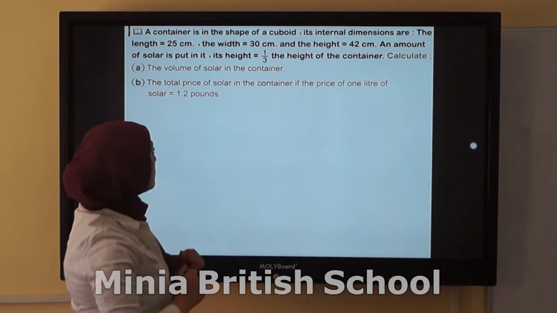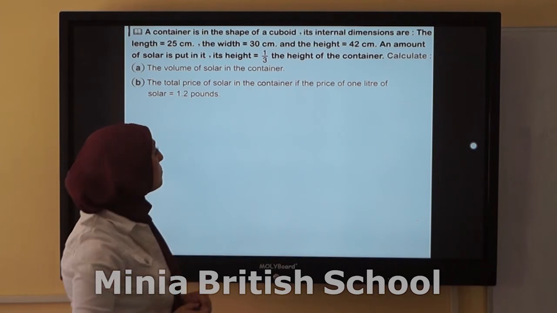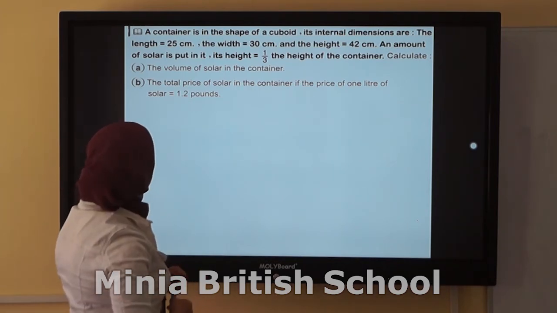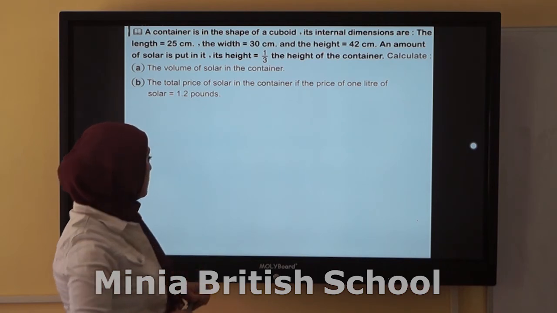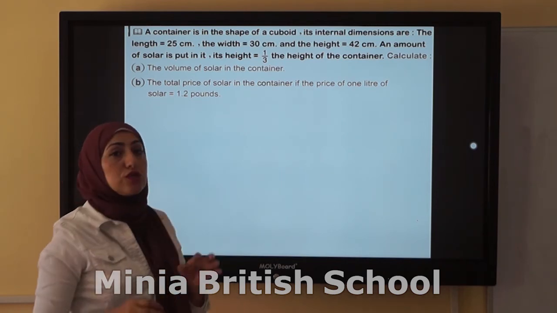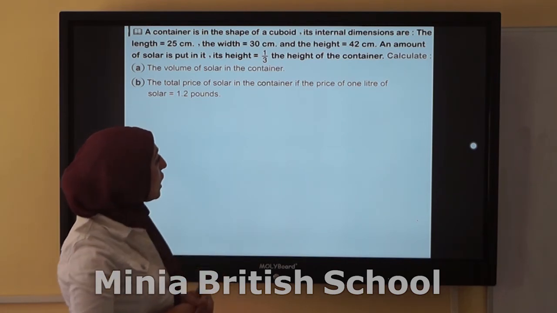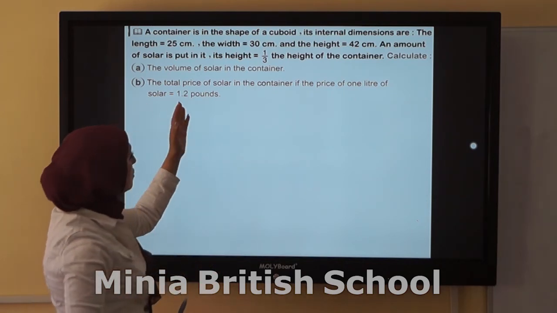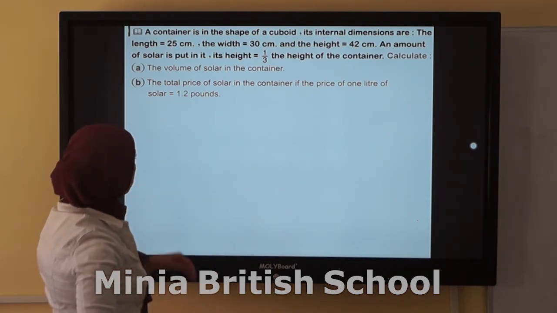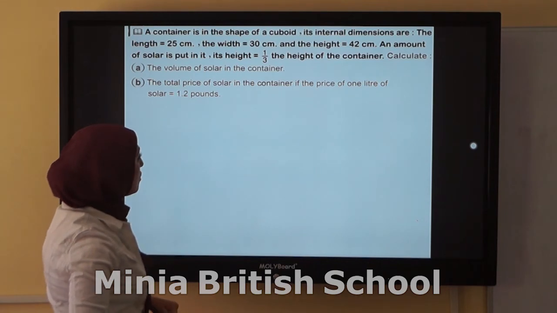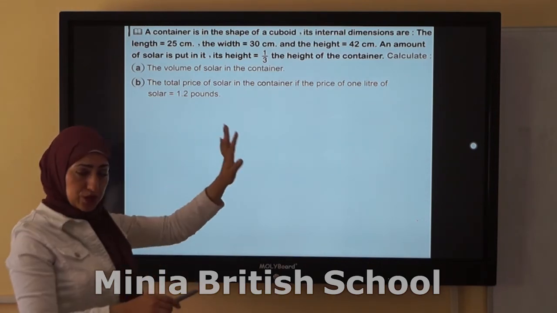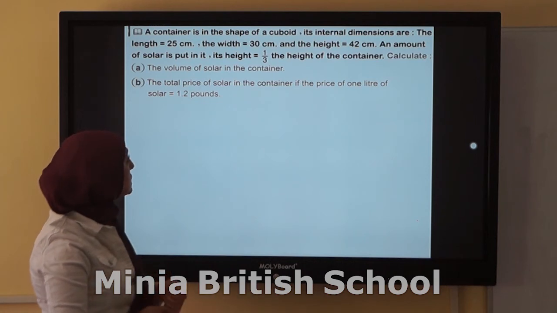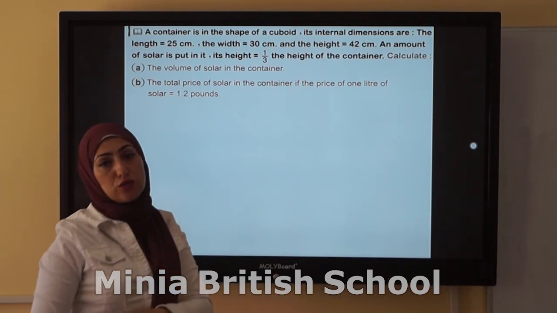25 centimeter, the width equals 30 centimeter, and the height equals 42 centimeter. An amount of solar is put in it, its height equals a third of the height of the container. Calculate the volume of solar in the container and the total price of solar. Okay, leave the price now. I want to solve the first question, which is the volume of solar in the container.